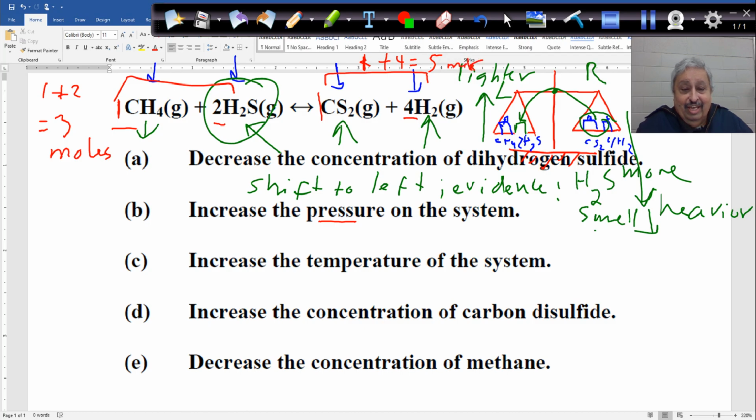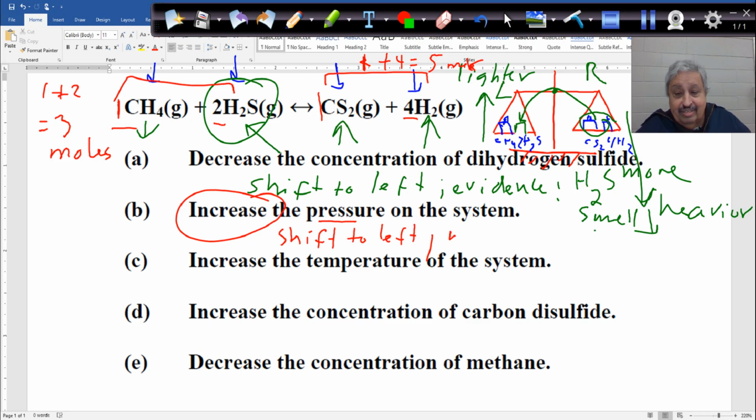Now, if you increase the pressure, it means you decrease the volume, and the shift will be to the least number of moles. Are you following me here? Increasing the pressure, least number of moles. So where will it be? To the left, 3 moles. Shift to the left. Correct?